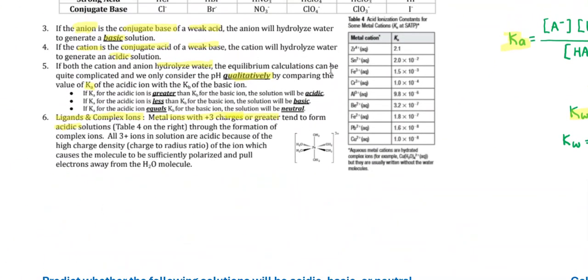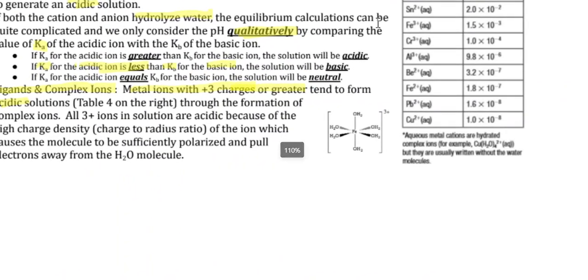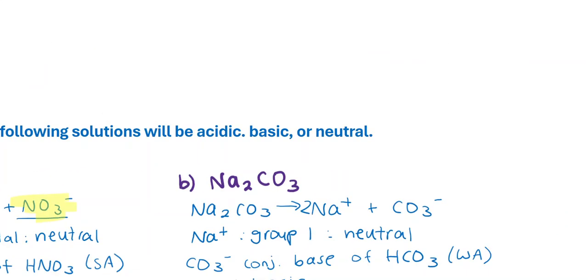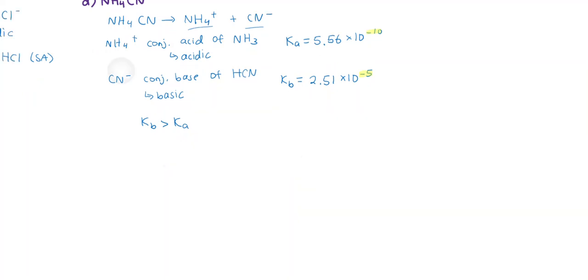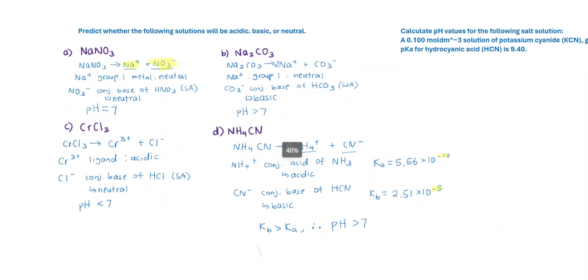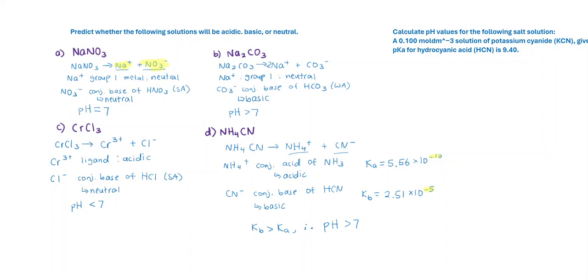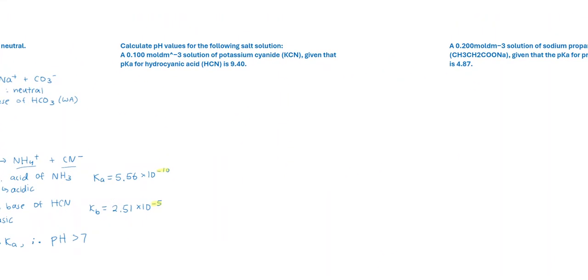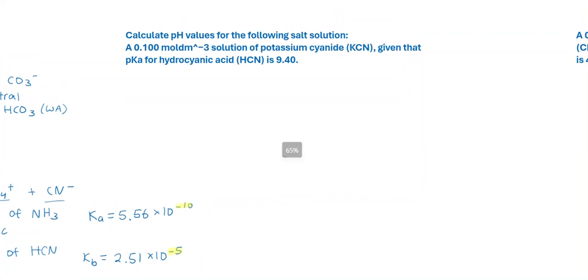So will it be acidic or basic? Well, it says if the Ka for the acidic ion is less than the Kb for the basic ion, the solution will be basic. And that's what we have. Our Kb is greater than Ka, so therefore our pH is greater than 7. So those are all for examples. Now let's move on to some more complicated problems.